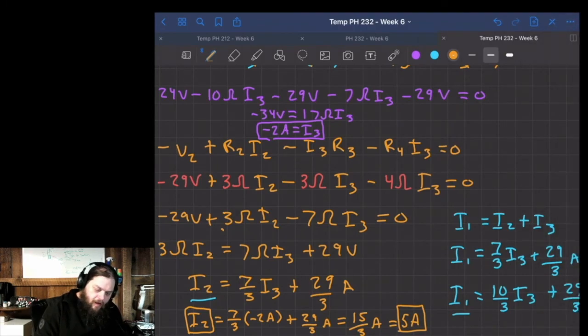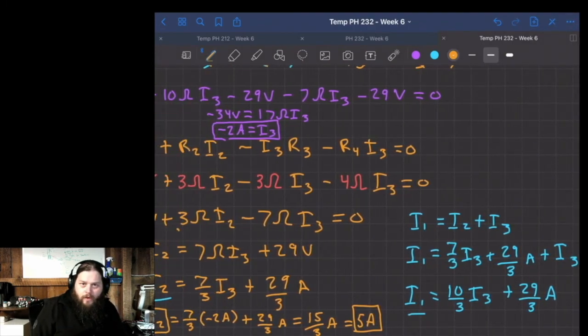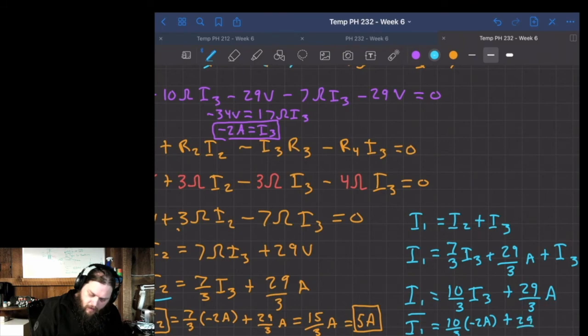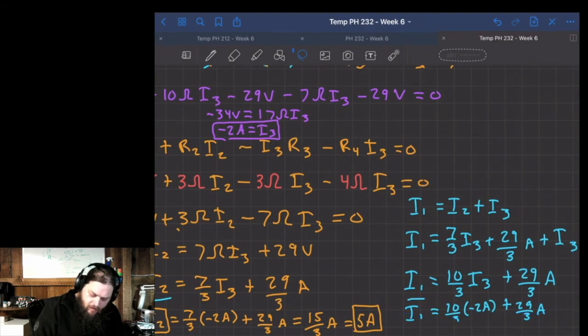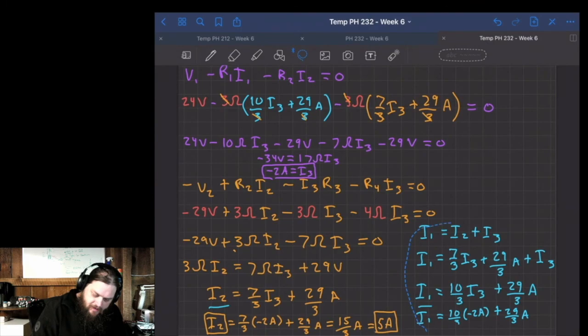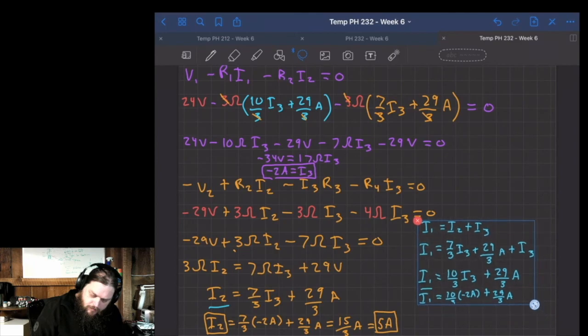So now we have a value for I3 and I2. Going over to the right here, we can solve for I1. So I1 is then going to equal 10 over 3 times negative 2 amps plus 29 over 3 amps. I'm going to move this up just a tad. The nice thing about writing on a tablet is you can manipulate when you run out of room. I can actually resize it. Just a little smaller.